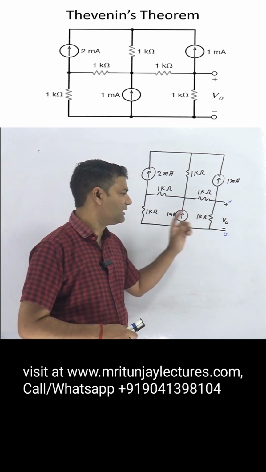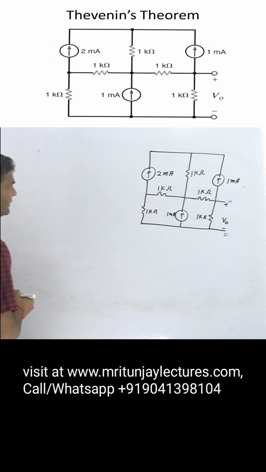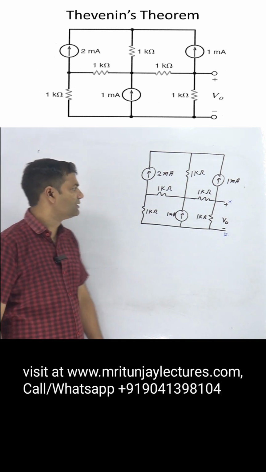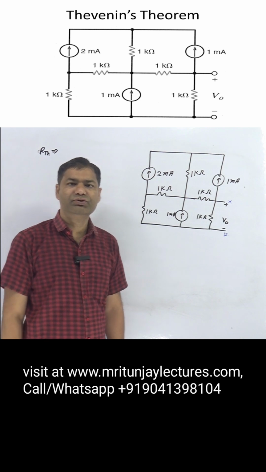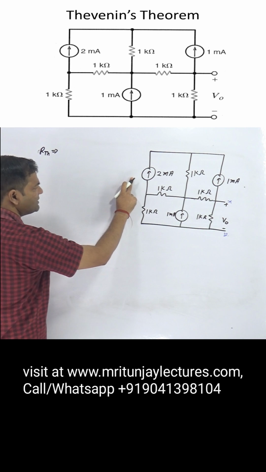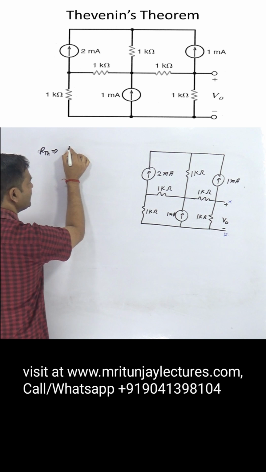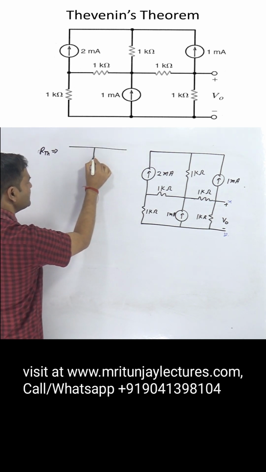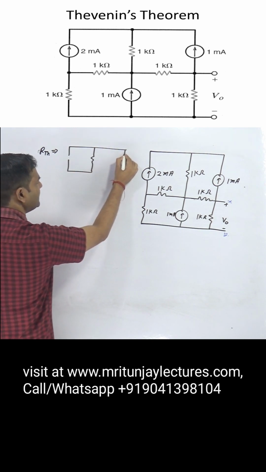After that, we add the RL load. RL load means 1 kilo ohm. First of all we focus on RTH, after that VTH. How can we determine RTH? All independent sources are reduced to 0. All independent sources: the voltage source is a short and the current source is an open circuit. So first of all make this one open, and here also open.